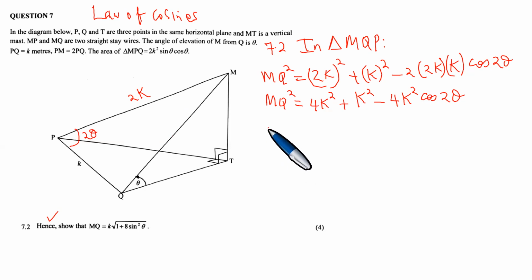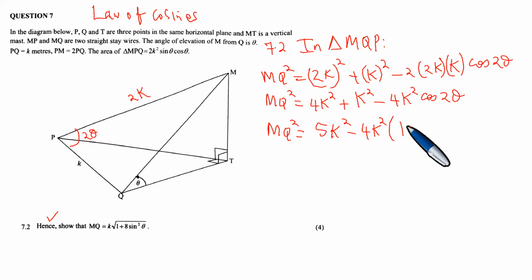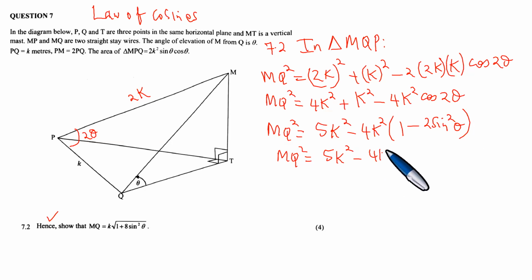We are in a position to add the numbers, to group like terms together, right? We agree that if you add 4k squared and the k squared, they both give us 5k squared minus 4k squared. The double angle formula for the cosine of 2 theta, since we want to get the sine from the cosine, we're going to use 1 minus 2 sine squared theta. Right, from which we have MQ squared is equal to 5k squared minus 4k squared.